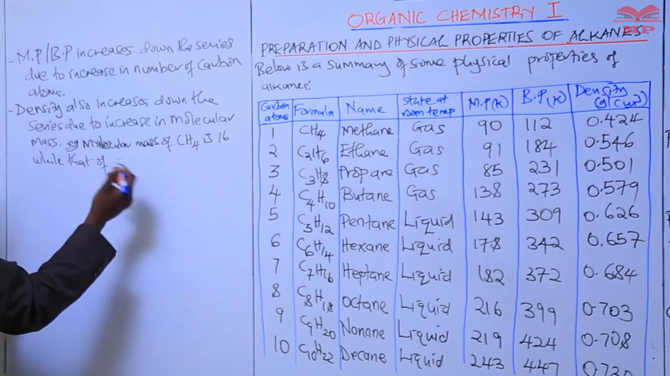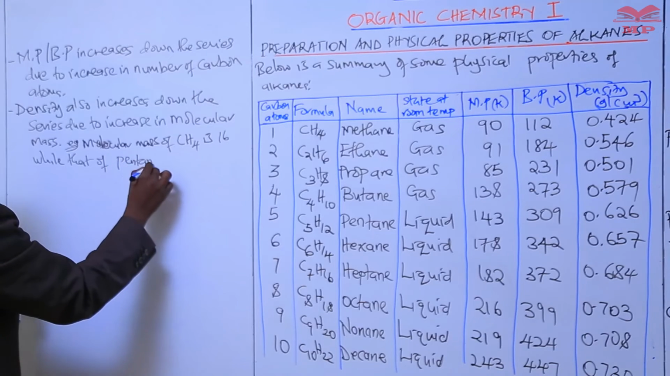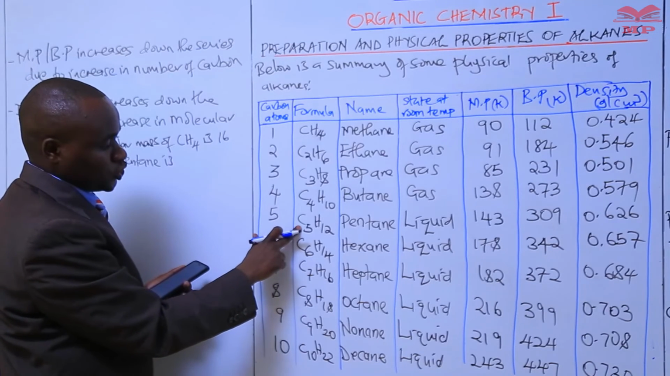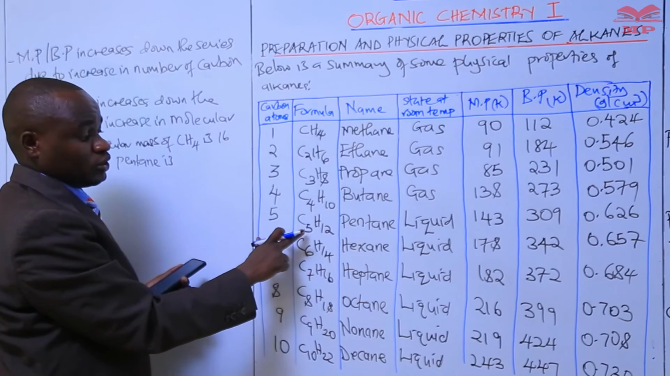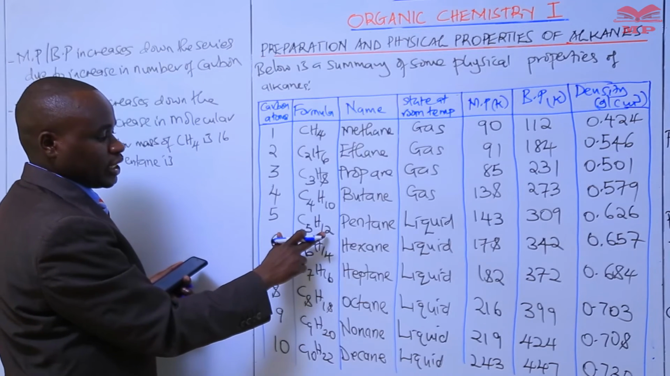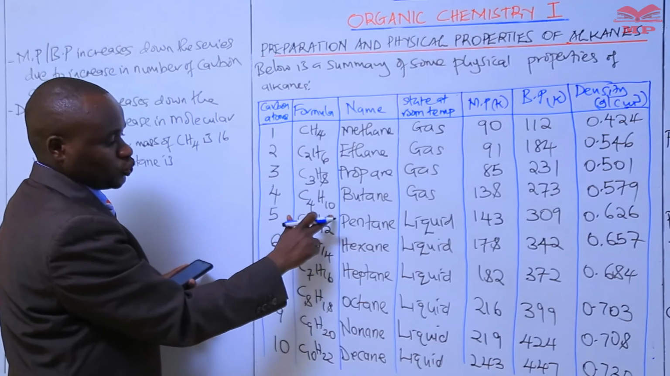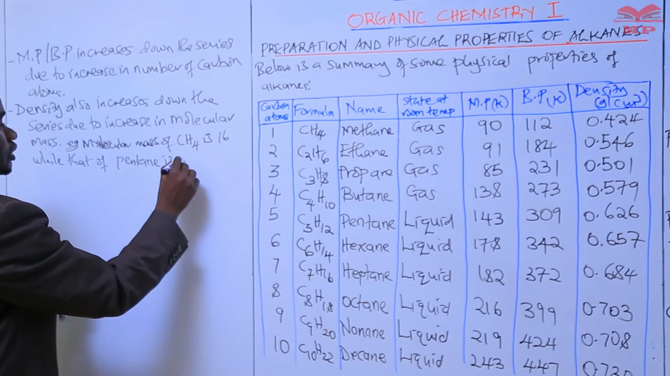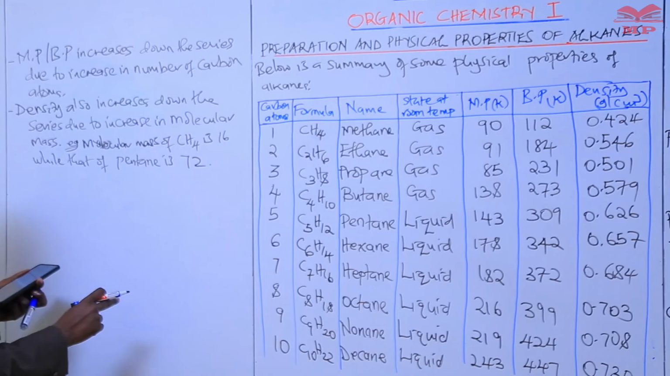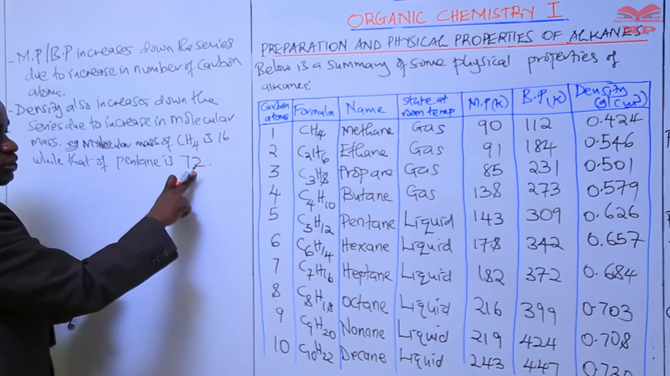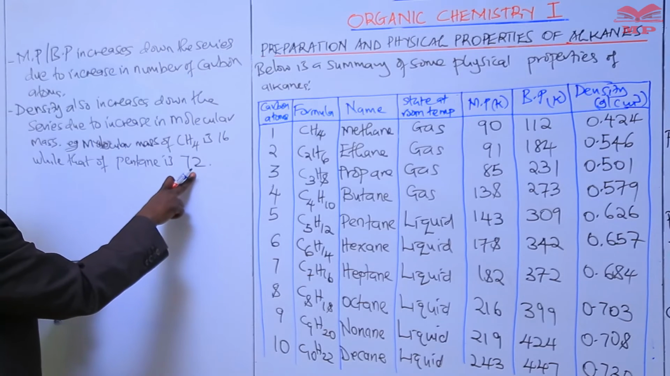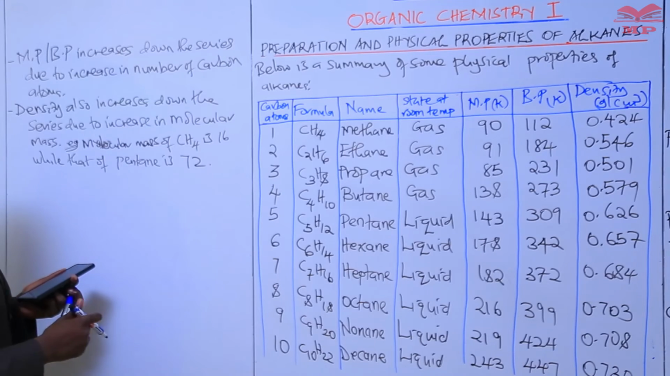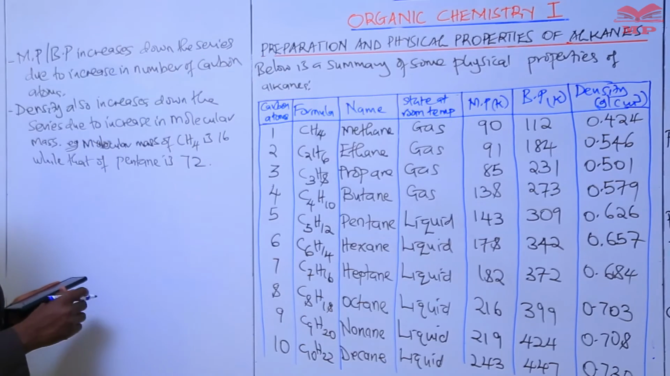While that of, say, pentane: to get the molecular mass of pentane, you take the relative atomic mass of carbon, which is 12, you multiply by 5, that will give you 60. Then you add the RAM of hydrogen, which is 1, times 12. So it is 12 plus 60, and that will give you 72. So you can see that pentane has a molecular mass of 72, while methane has a molecular mass of 16. You can see 72 is greater than 16. Therefore, you expect pentane to have a higher density.